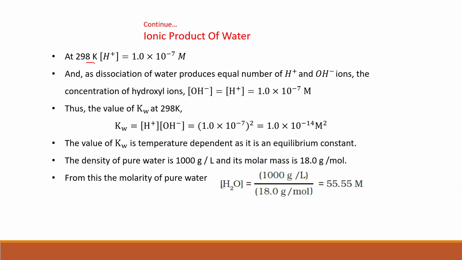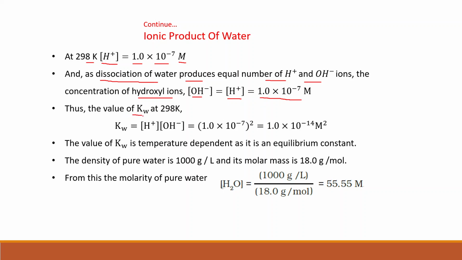At 298 Kelvin, if we have pure water, then the concentration of hydrogen ion is 1.0 into 10 to the power minus 7 M, capital M, mole per liter. And as dissociation of water produces an equal number of H plus and OH minus ions, the concentration of hydroxyl ion, that is OH minus ion, is equal to the concentration of hydrogen ion, and we already discussed the concentration of hydrogen ion is equal to 1.0 into 10 to the power minus 7 M.